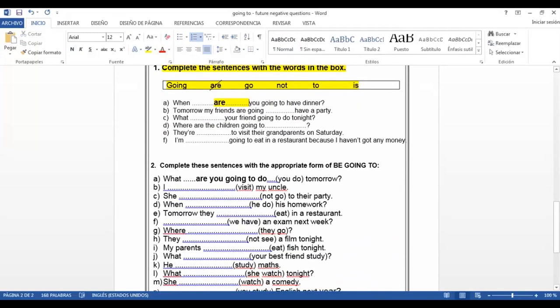And number two, complete these sentences with the appropriate form of be going to. Example number one, letter A. What are you going to do? You're going to what you're going to do because here you have this. You have this. You have to use this. For example, in negative. For example, you want to write in negative. In this case, isn't going to go to the party. Okay, that's all. Actually, that's all.